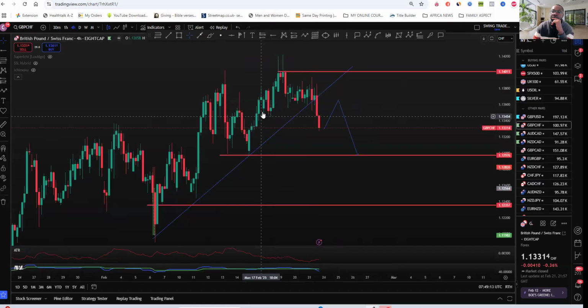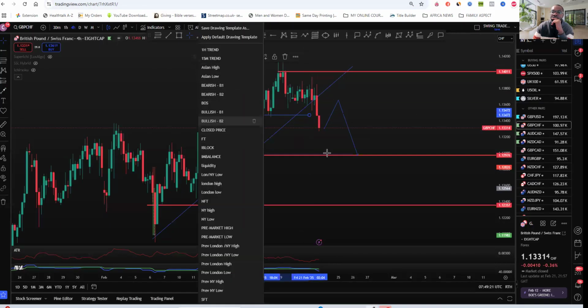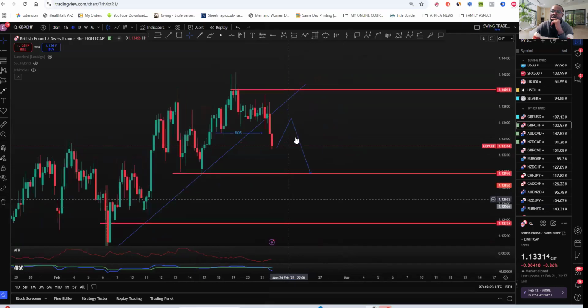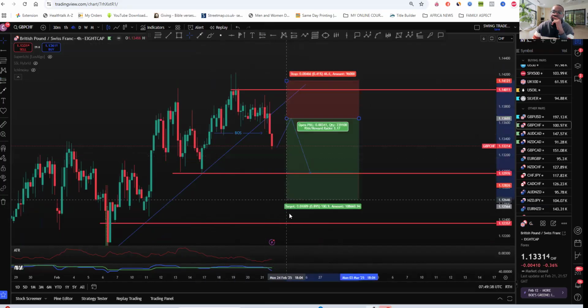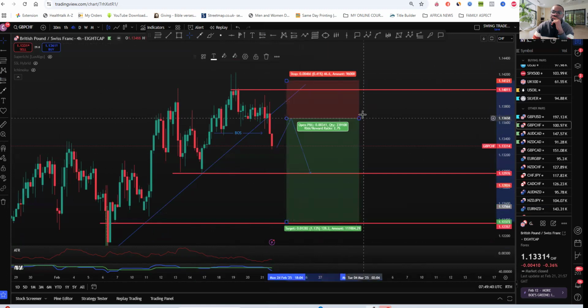So we need a structure break. We see that there's a structure here that has been broken. Obviously, we have a break of structure there, BOS. So because of that, we're waiting for a pullback a little bit. We want to wait for that pullback to happen. So I will be looking for an opportunity to short around this order block where you have that price action, targeting this low.